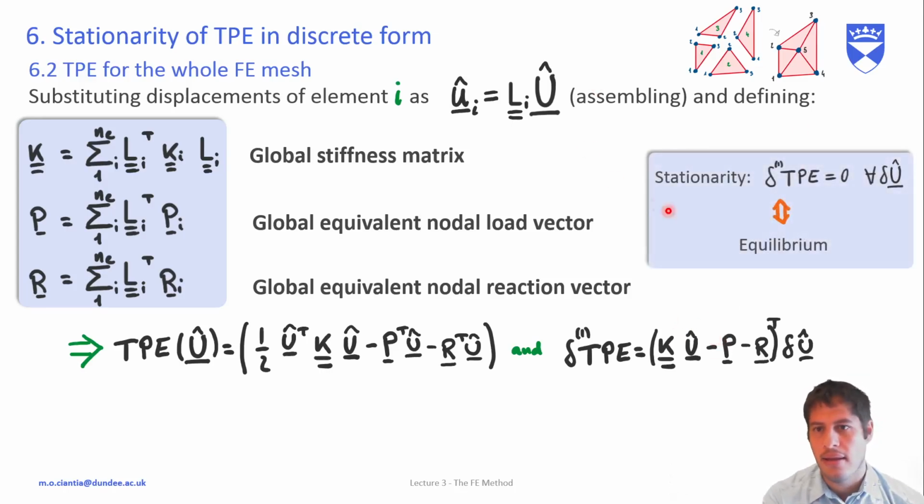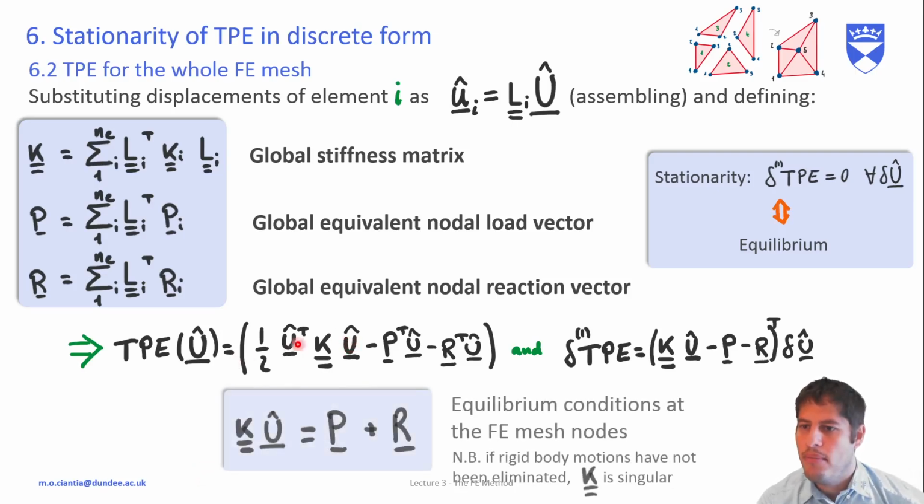And again, remembering that the stationarity of the total potential energy equal to 0 would imply equilibrium through the PVW, the principle of virtual work, then we can write that K U is equal to P plus R, which is what imposes equilibrium conditions at the FE mesh nodes. Okay?